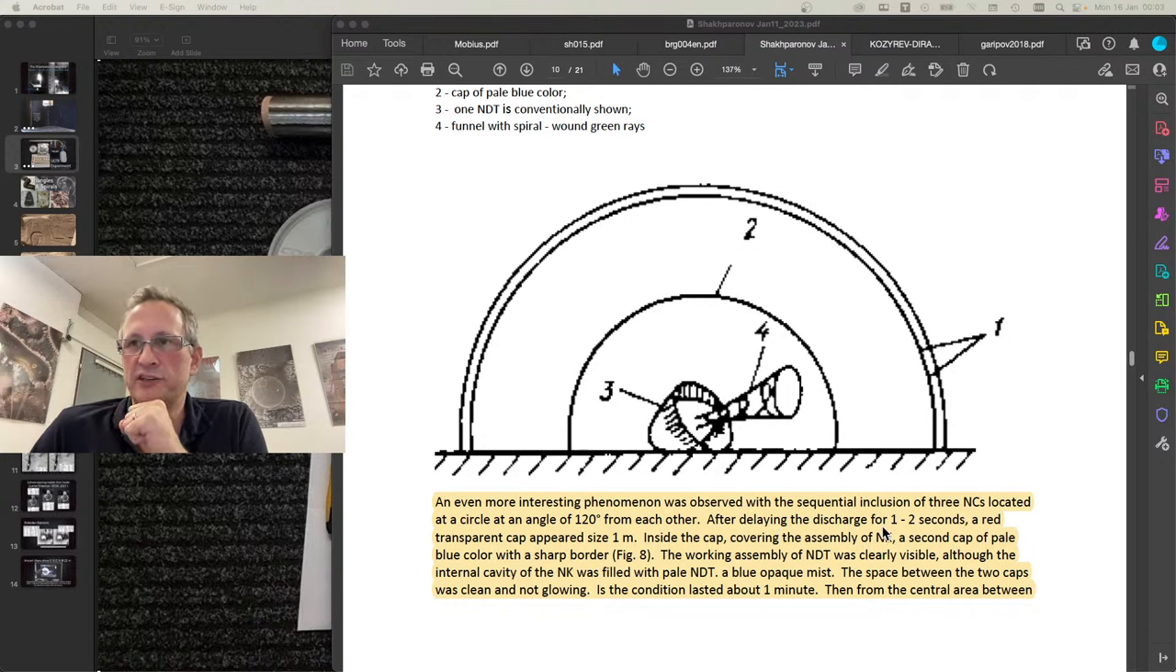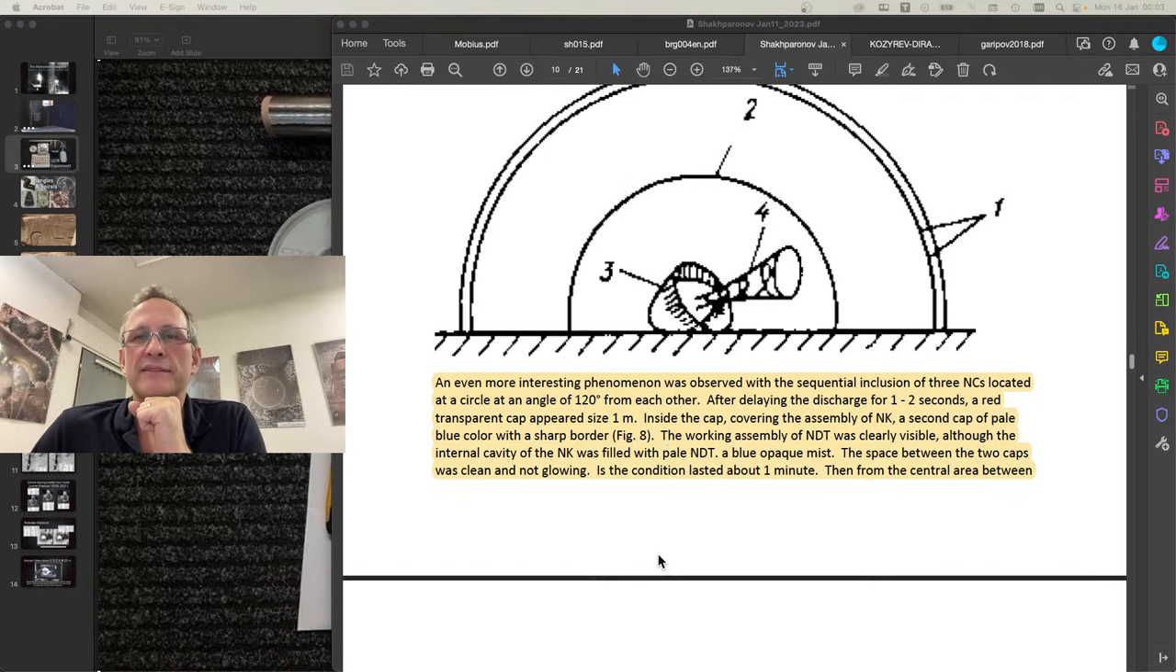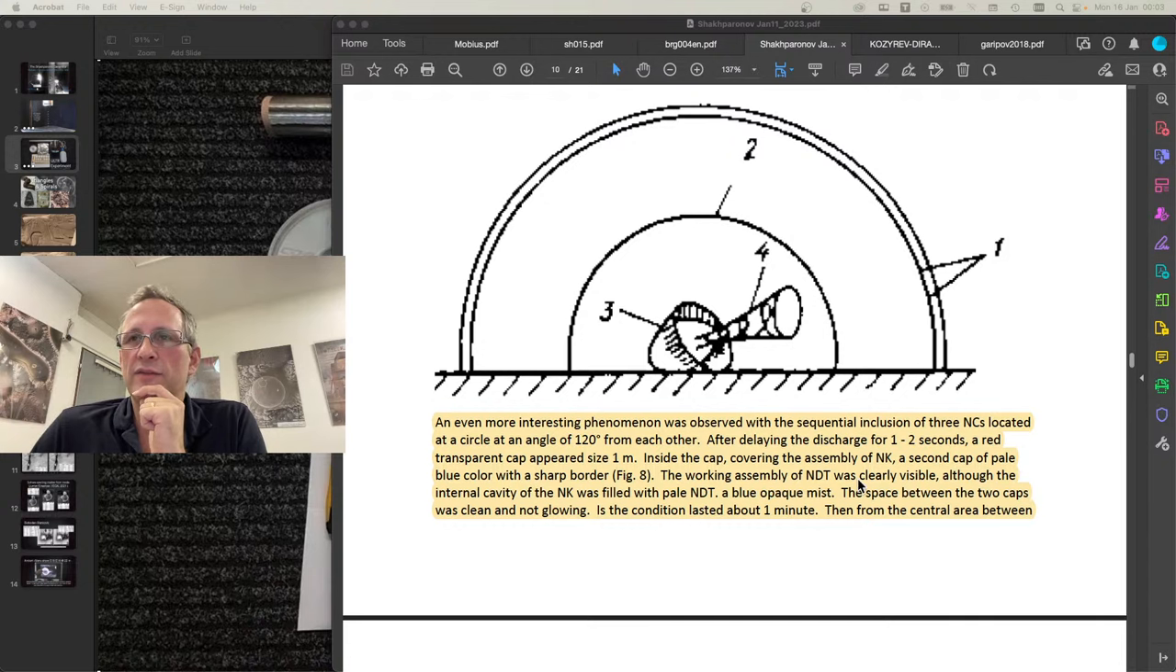After delaying the discharge for 1 to 2 seconds, a red transparent cap appeared, size 1 meter. Inside the cap, covering the assembly of the Mobius strip, a second cap of pale blue color with a sharp border, figure 8. The working assembly of the Mobius strip was clearly visible, although the internal cavity of the Mobius strip was filled with a pale blue opaque mist. The space between the two caps was clean and not glowing. This condition lasted for about 1 minute.